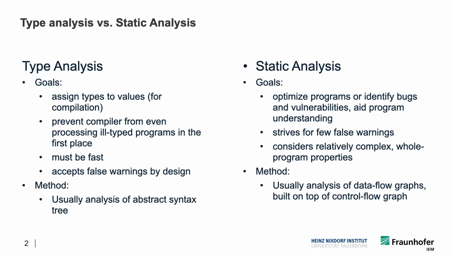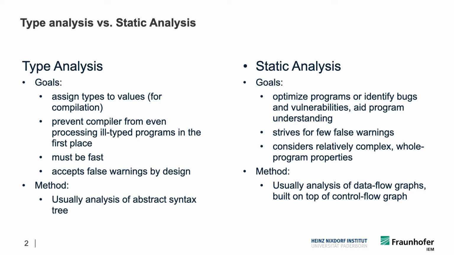Another reason is to actually find bugs in your program, because if you perform operations on values and these operations are ill-typed, so they cannot be applied to the type of data that you're applying them to, then that's a bug, right? And that's something that, of course, would be nice to find already at compile time, not just at runtime. And so the goal of type analysis is really to prevent the compiler from even processing ill-typed programs in the first place.